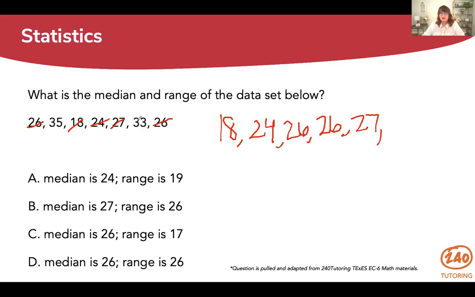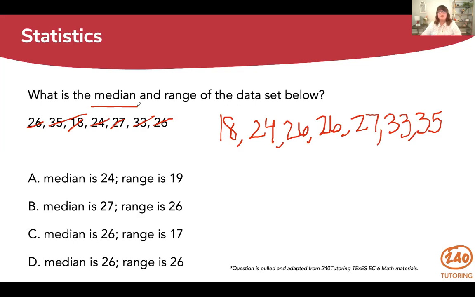And then 33. And then 35 is going to be our last one. So I've put them in order from least to greatest. And the reason I did this is because it asked me for the median. And the median means the value that falls in the middle when they're put in order.